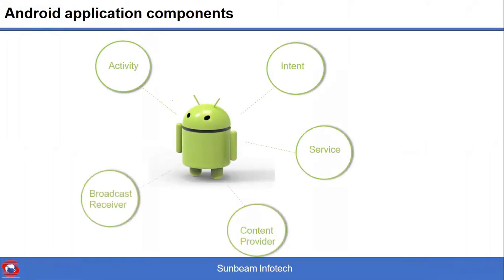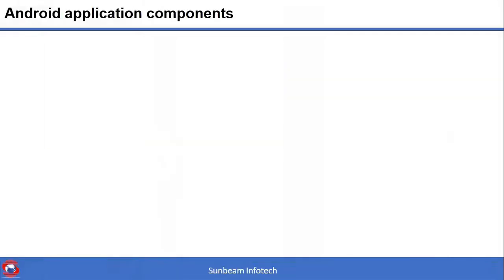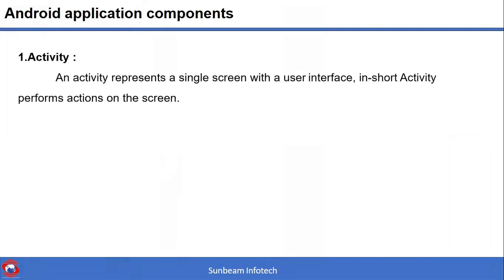Well, our Android application is actually made up of all these different components. So let me explain all of these components to you one by one. So let us first discuss what an activity is. An activity represents a single screen with a user interface. In short, an activity performs actions on the screen.